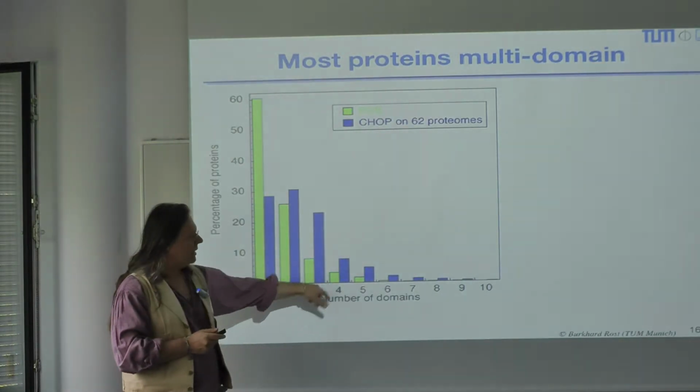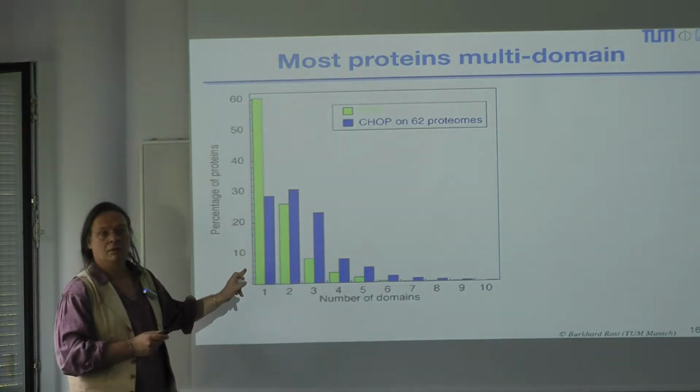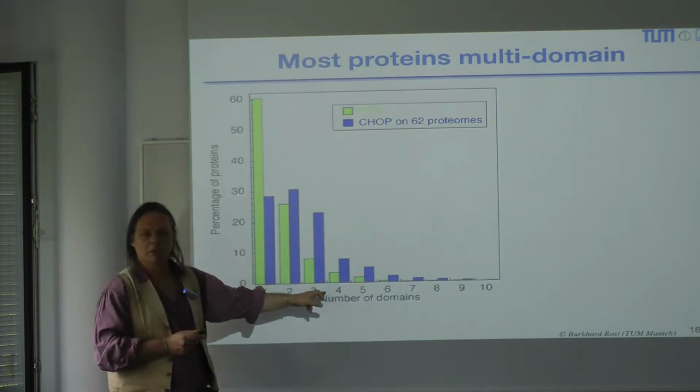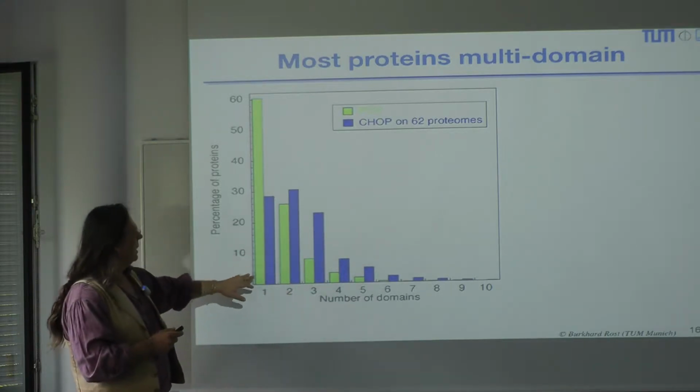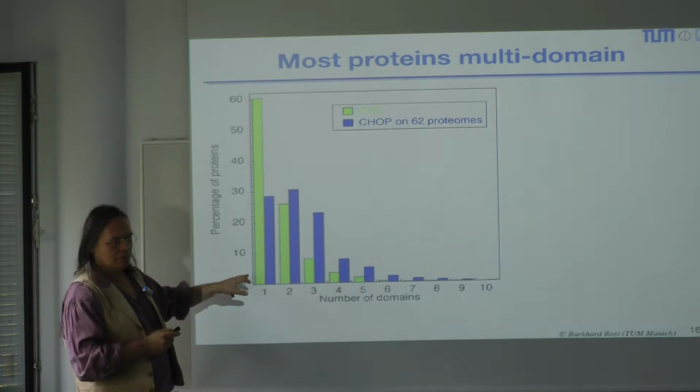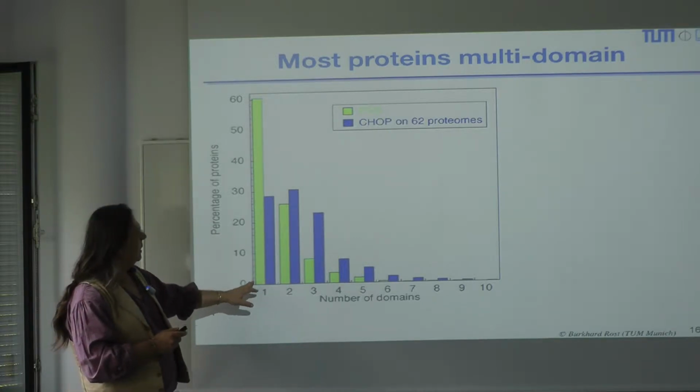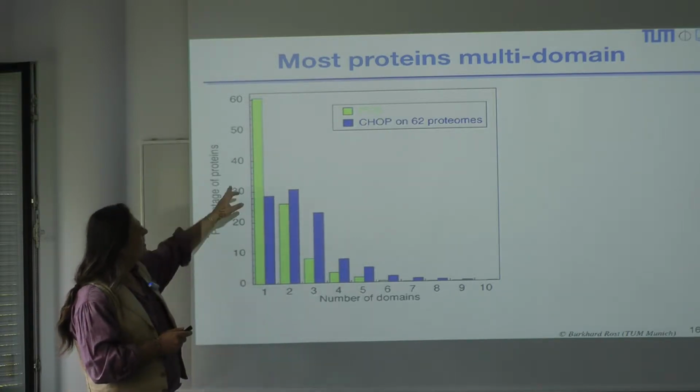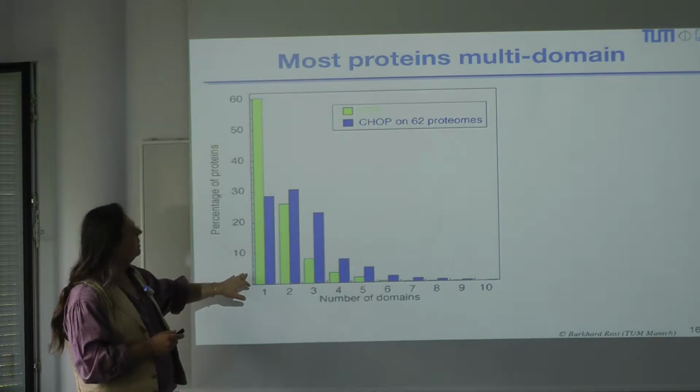Proteins with 1, 2, 3, and so forth. Green, known structures. Blue, not known structures. And we get to why this blue, how we did the blue, in a minute. But you see the reason for the literature.